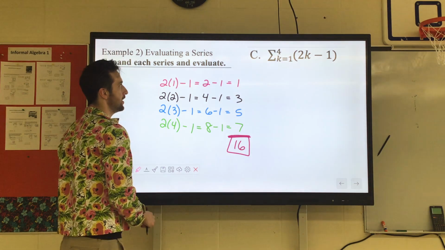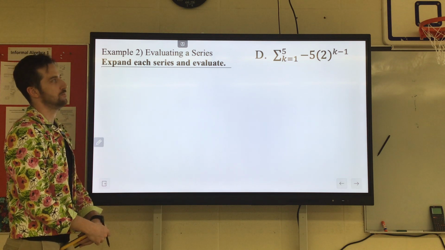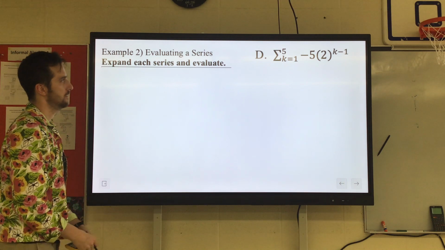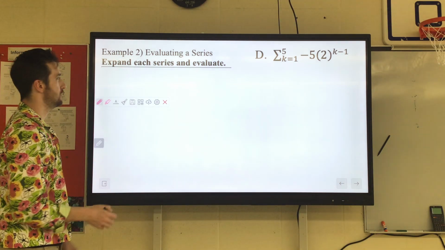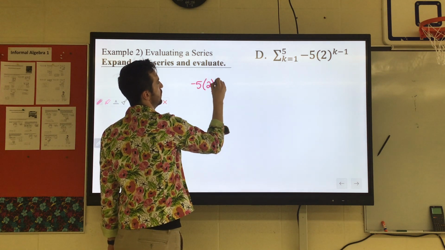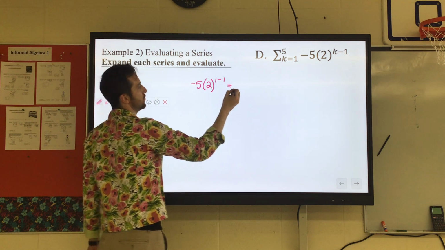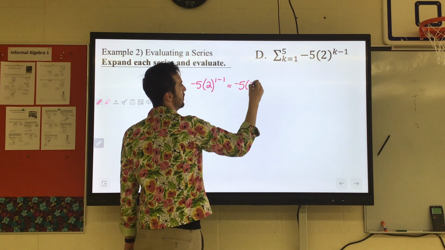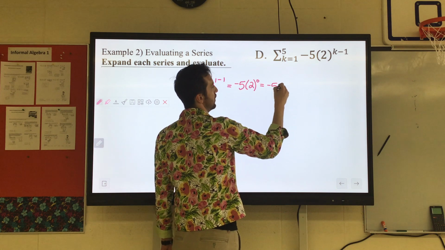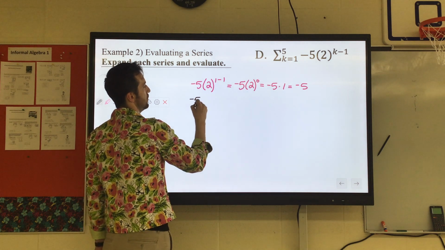Okay? Great. One more. Negative 5 times 2 to the k minus 1. We're starting with the first term, going all the way to the fifth. If you'd like, you can do what we just did and stack them vertically. Negative 5 times 2 to the 1 minus 1. Let's just go ahead and do that. You do the exponents first. 1 minus 1 is 0. I know anything to the 0 power is just 1, so negative 5 times 1 is negative 5. There's our first term.